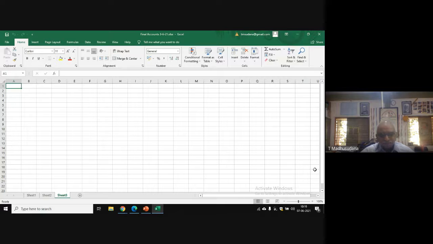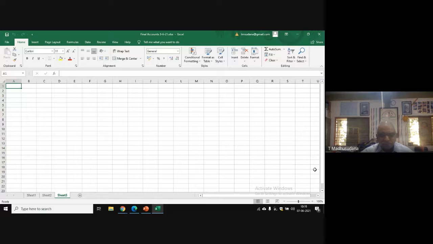Next, rent, rates and taxes 20,000. So that is also a profit and loss account item. So PL debit. Next, advertisements. Advertisements are also indirect expenses. So PL debit.